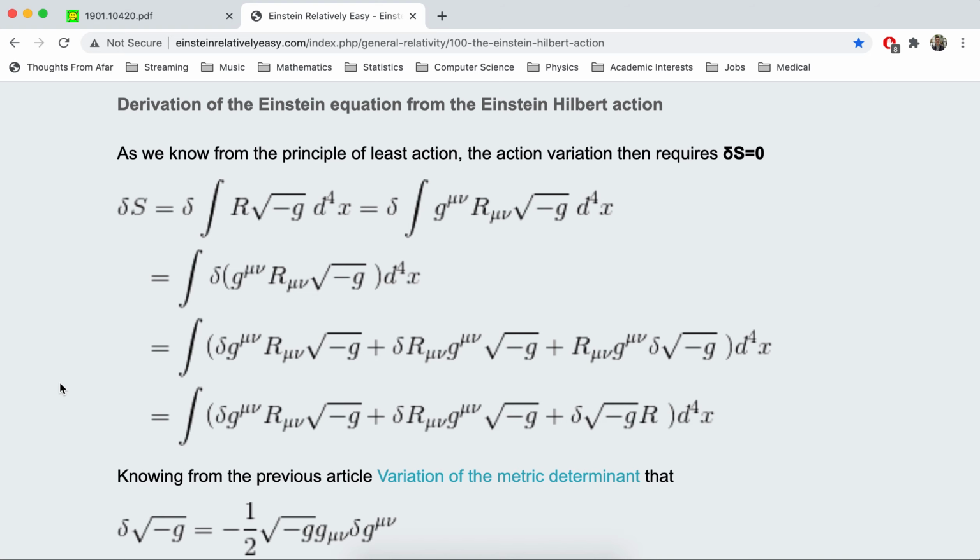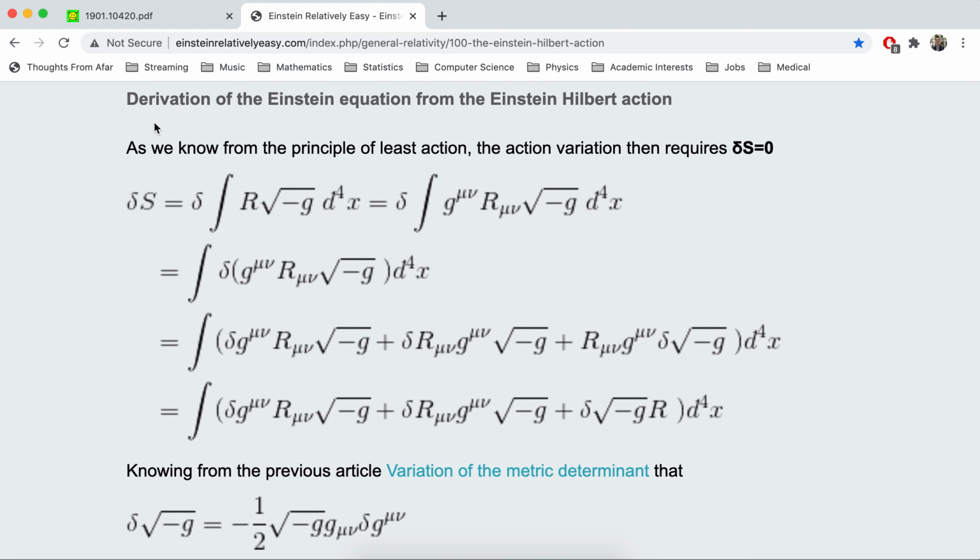Okay, so what's happening here is there's something called the principle of least action. This is essentially the idea that nature is constantly trying to optimize what it does. The second piece that you should notice here is this weird delta symbol. So delta of the action is equal to 0.